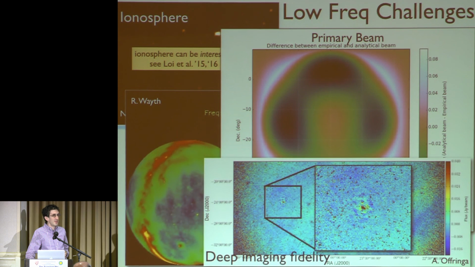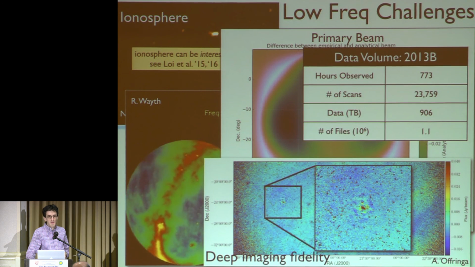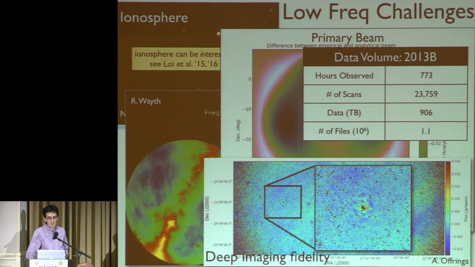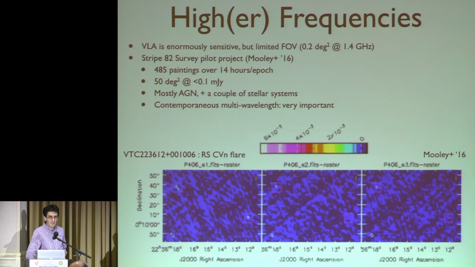You have to worry about the fact that you're always confusion limited. There are always sources everywhere you look. You have an enormous amount of data coming through your telescope, and it's very difficult to process. There are also just challenges coming with operating at a remote site where there are various things that can try to eat you or try to eat your telescope.